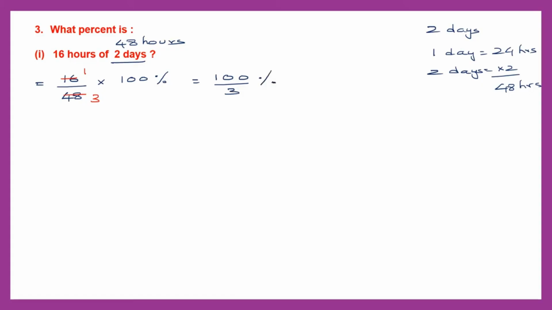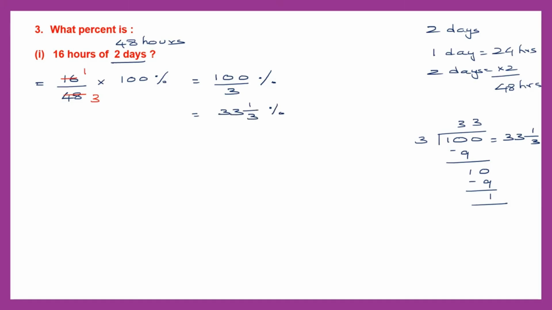Now let's convert this to a mixed number. So for that, we're going to divide 100 by 3. 3 threes are 9, 10 minus 9 is 1. Bring down 0. Now 3 again, 3 threes are 9, 10 minus 9 is 1. So we have our mixed number. What will it be? It will be 33, 1 by 3. So let's write it here. So this will be 33, 1 by 3%. So this is our answer, 33, 1 by 3%.